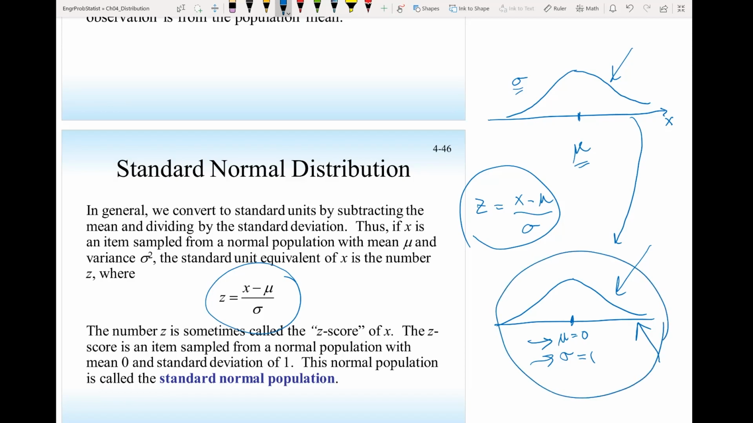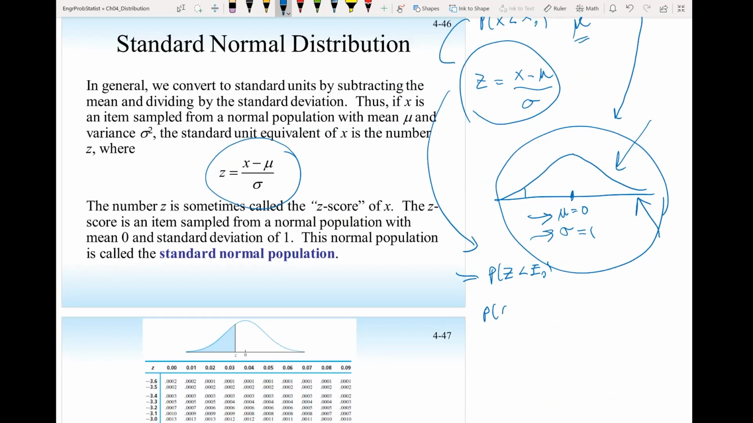And I can find the probability for z to be equal to or less than any value. And that will be the same as the probability of x being equal to or less than the corresponding value x naught. So after I do this transformation and find this probability, these two will be the same. Now mathematically we can show that that's true. We can start with the probability that the random variable x is less than x naught.